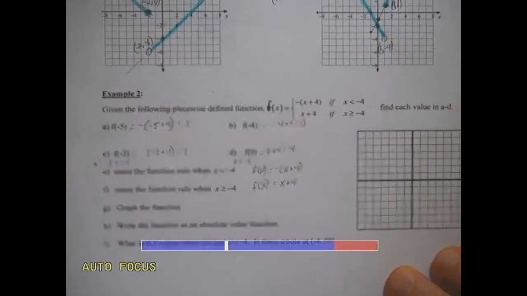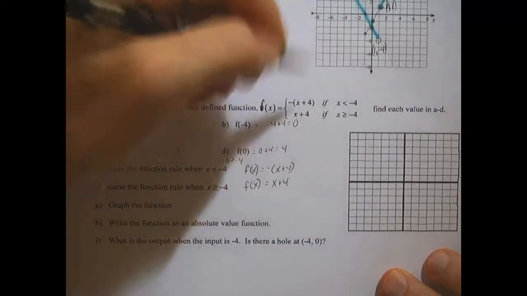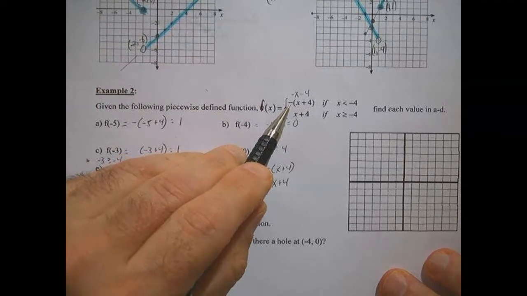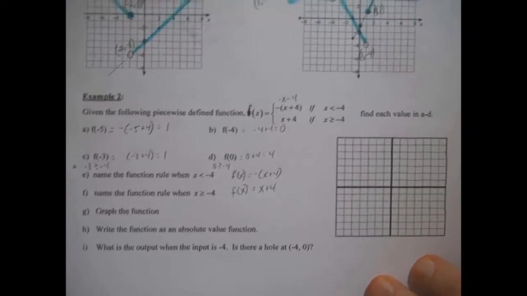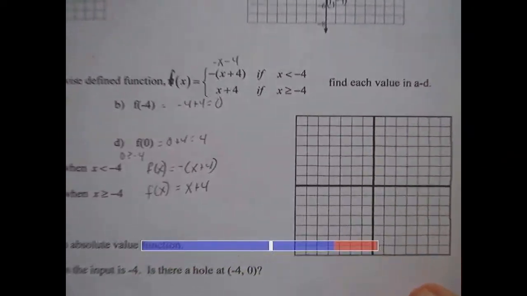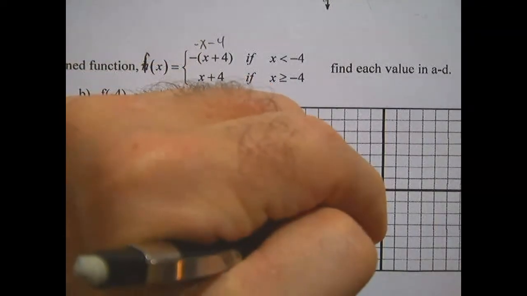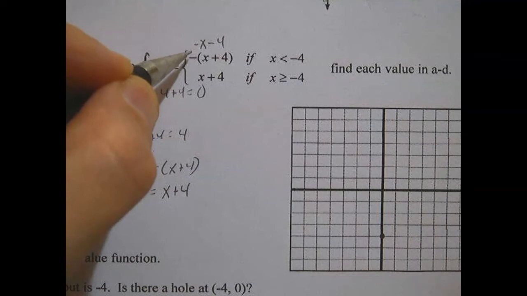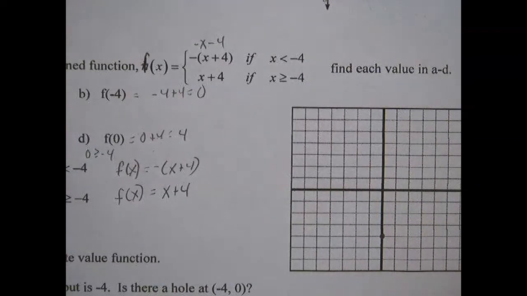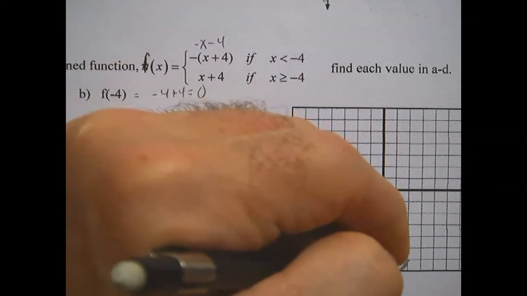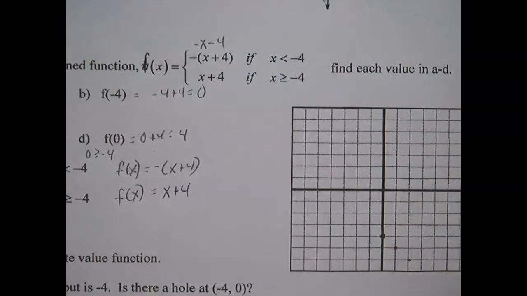So we're going to graph it just like we graphed the last one. I'm just going to rewrite this left piece first as negative x minus 4 so we can graph it in slope-intercept form. Let me zoom in on this so we can see clearly what we're doing. So we have a y-intercept of negative 4. We have an x with a slope of negative 1. Let's plot that one.